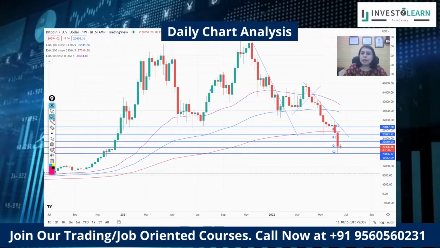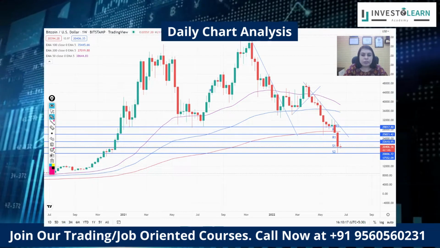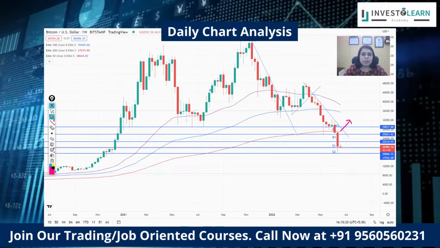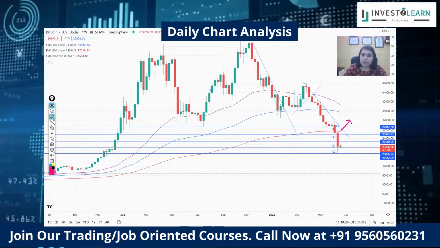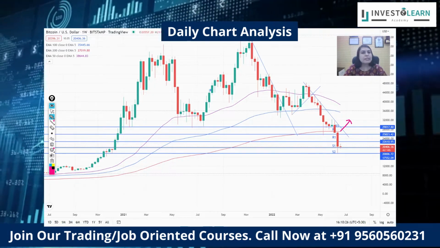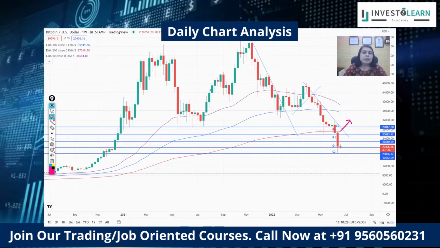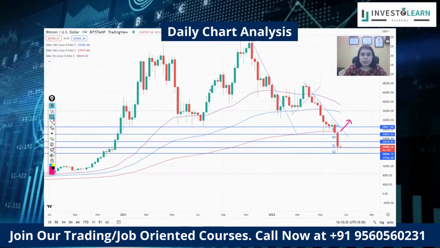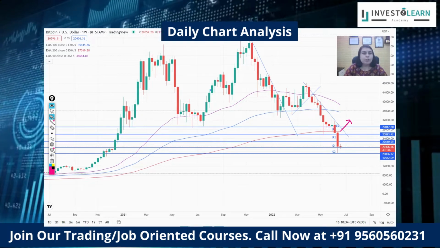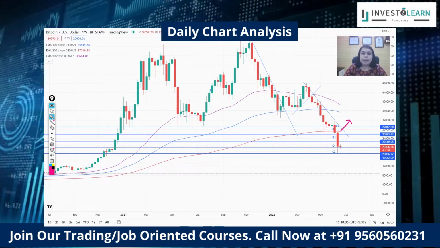And also, another interesting thing: if you can see this red colored line, this is the 200 moving average. On a weekly chart, the price is now trading below this 200 moving average. So this looks very bearish in the upcoming few weeks, or in the upcoming few months.